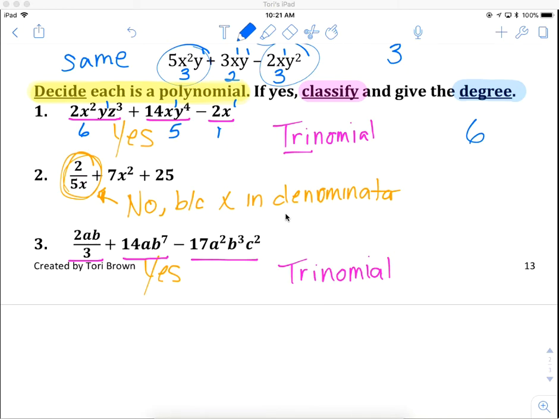Last one, our degree on the first term, we have a1, b1, that makes a 2. Middle term, 14, a, b to the 7th, has a 1 and a 7, that makes 8. Last term has 17, a squared, b to the 3rd, c squared. So 2 plus 3 plus 2 is a 7. That still makes our highest degree the 8. That's the highest number that we have. Okay? Remember to answer all 3 parts of the question on your homework.